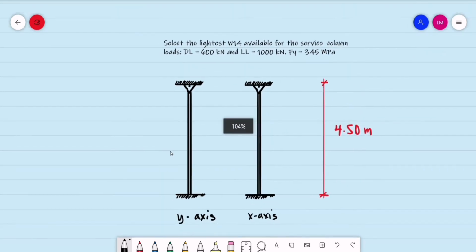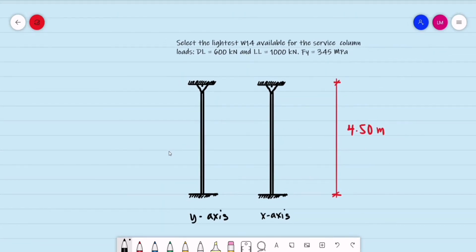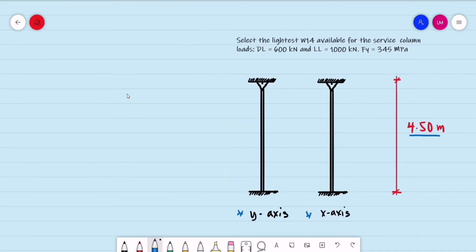The unsupported length for both the y-axis and x-axis is equal to 4.5 meters. Okay, so first, let's have our load combination.